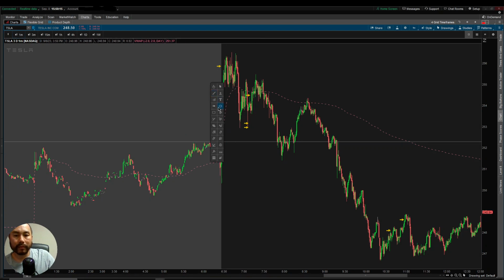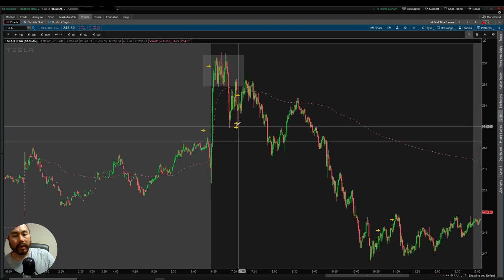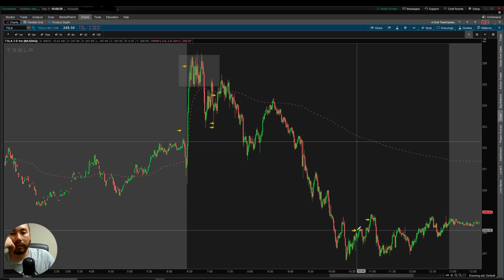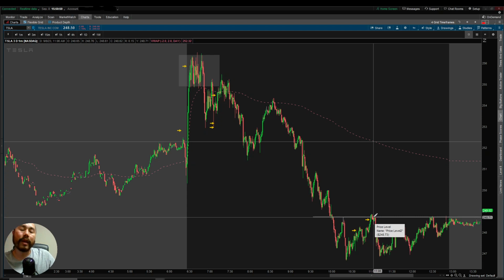So I made this little box. And if it broke this, I was out. So I got stopped out right here. I got back in right here. And then I lost here. I shorted here and got stopped out here. If I would have played this, right? If I would have just at least waited for it to come up here, that would have been better. That's what I need to work on.